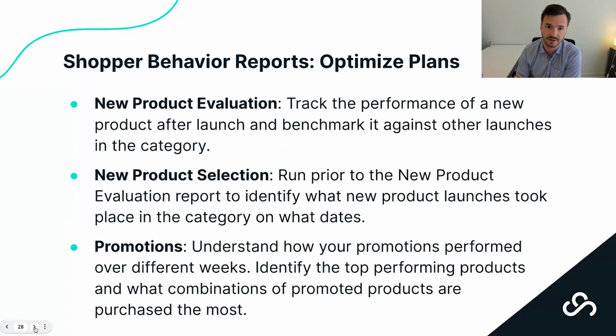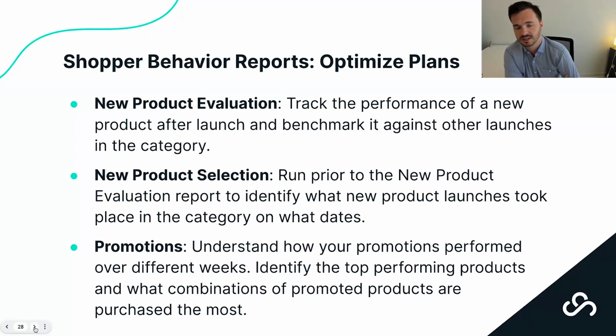Okay, so some more shopper behavior reports that are about more optimized plans. You have a new product evaluation, which is super important. That's information that you need really quickly and immediately to be able to adjust that product placement as quickly as possible. New product selection is very similar, run prior to the new product evaluation report to identify what new product launches took place in the category on what dates. So that's how you figure out what product evaluation you should be doing, what the scope of that will be.